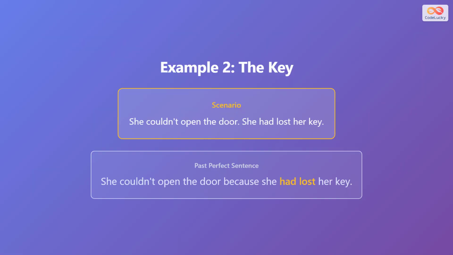Here is another example. She could not open the door. Why? Because she had lost her key. We say, she could not open the door because she had lost her key. The had lost shows something that happened before she tried to open the door. This makes the reason clear.